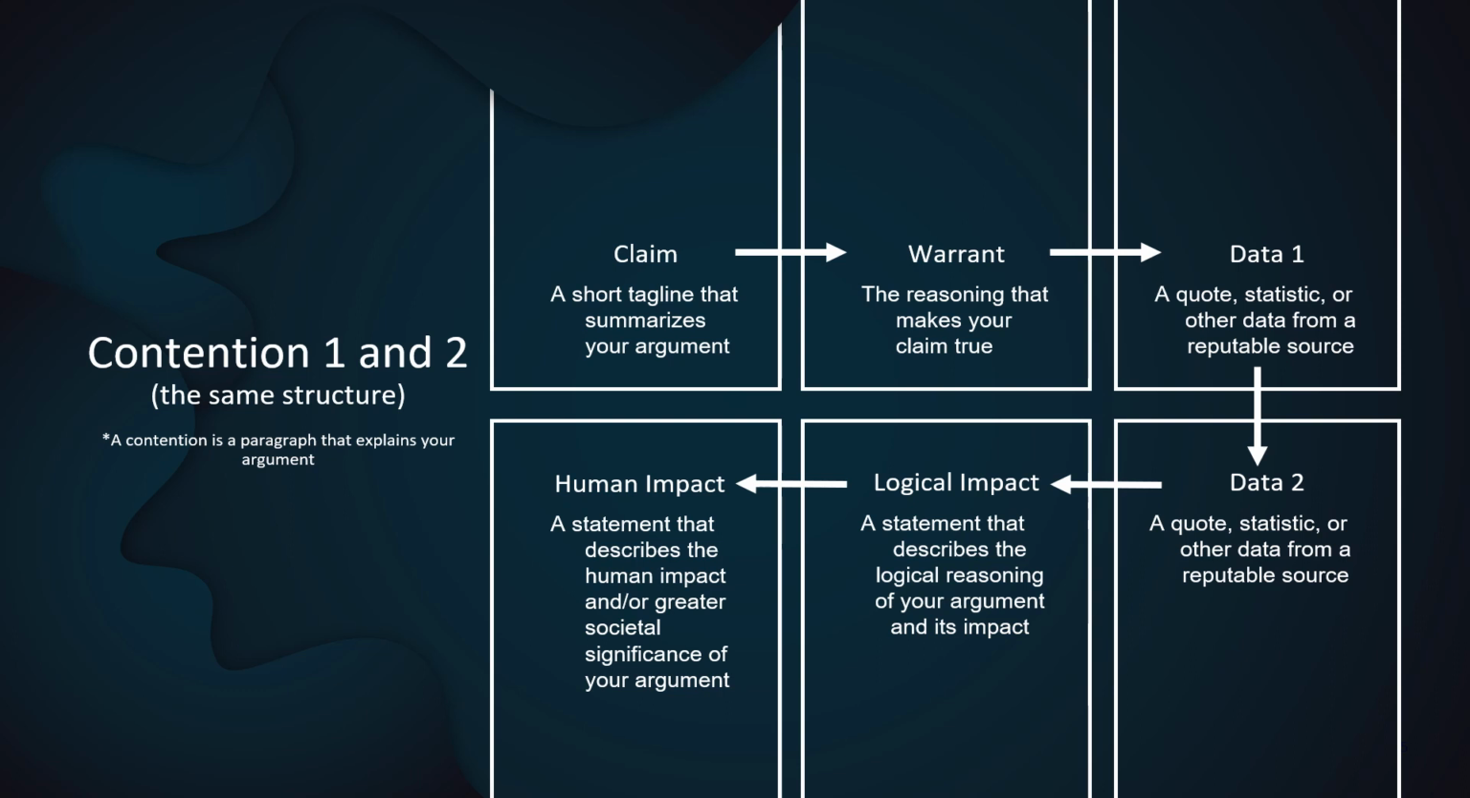Because of this, if you have an argument that touches individual humans, how your argument affects individual lives, the other humans listening are better able to empathize with your argument. This is a really effective strategy for convincing your audience. If you can show how your argument isn't just some lofty, overgeneralized argument, but rather something that impacts individual lives, other people can empathize with it better and your argument will be more persuasive. So you really need to finish off your contention with a statement describing how it impacts individual human lives and the greater societal significance of your argument.